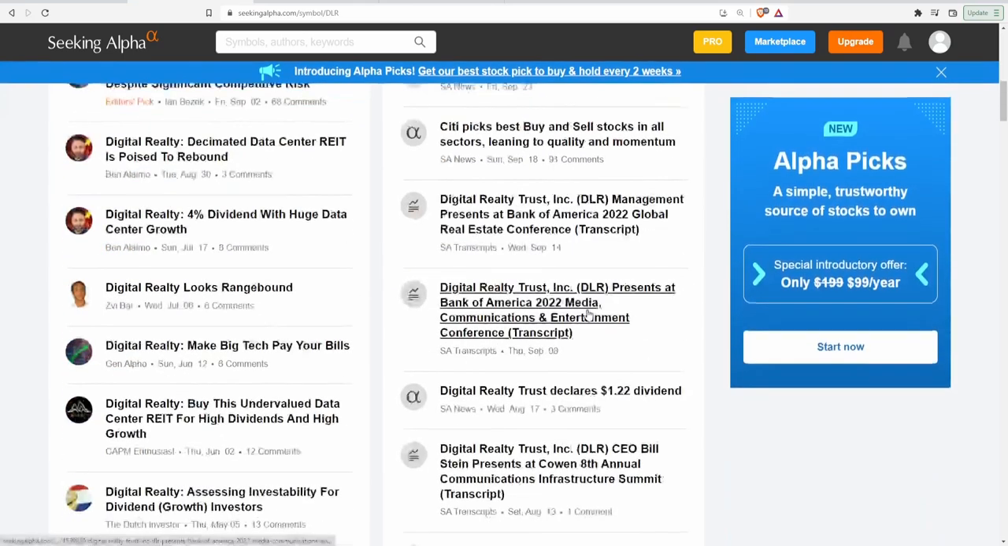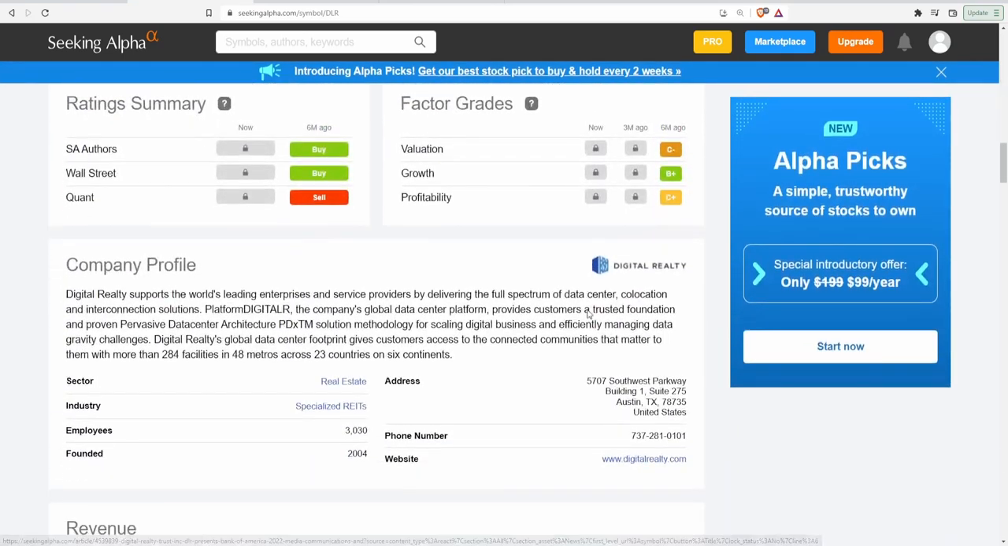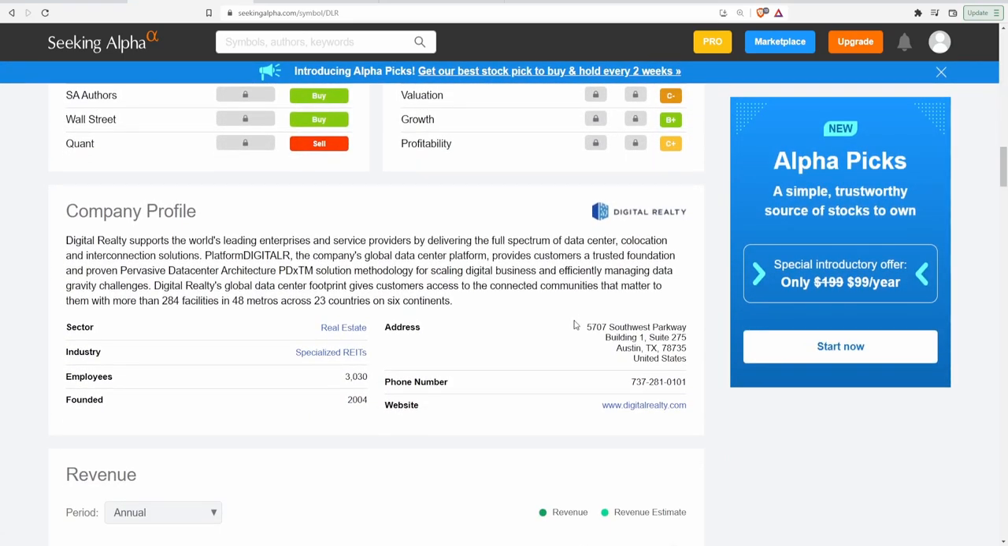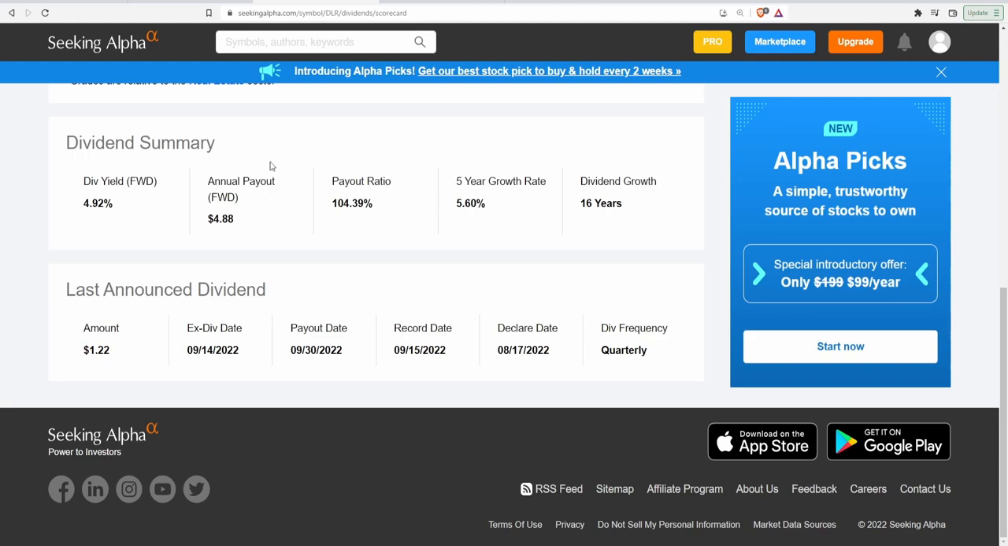Now, before I go any further, for those of you who may not know what this company does, here's a quick overview. Digital Realty supports the world's leading enterprise and service providers to deliver a full spectrum of data center, co-location, and interconnection solutions. Basically, guys, they're a REIT company for data storage, which is something that I think will continue to evolve into the future, especially with things becoming more and more integrated in the cyberspace realm. So again, this actually might serve as a really good buying opportunity.